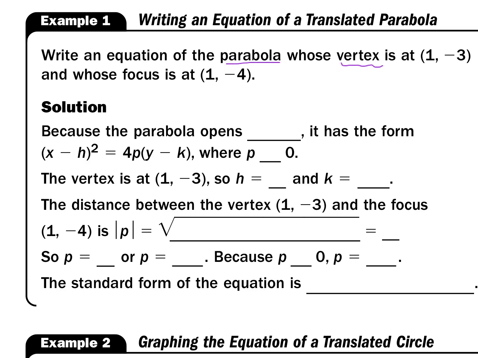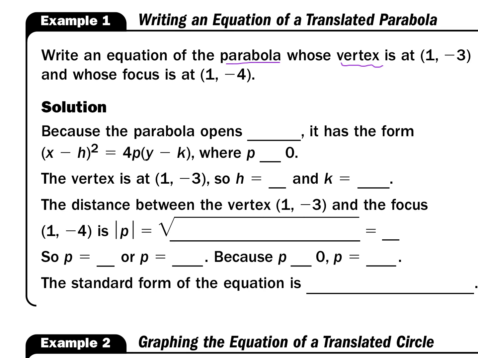Okay, so we're going to take a look first at the vertex. So it says that the vertex is at 1 comma negative 3, and remember that our standard form of a parabola is either (x minus h) squared equals 4p times the quantity (y minus k), or (y minus k) squared equals 4p times the quantity (x minus h). And it all depends on which direction the parabola is opening.